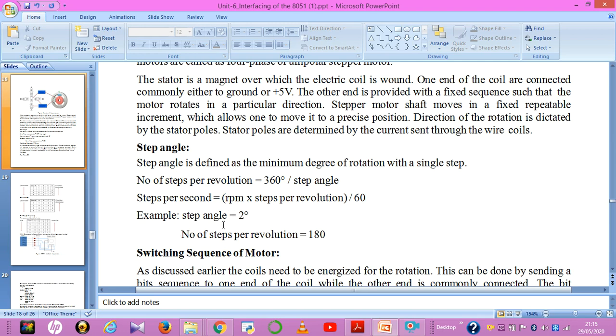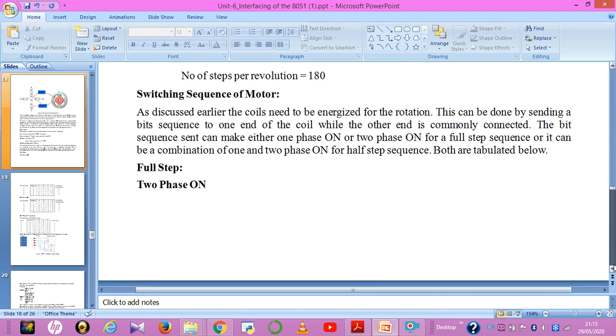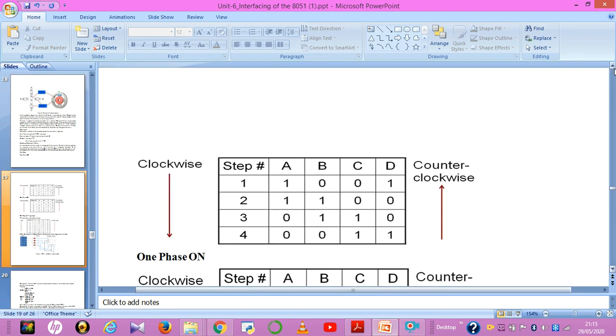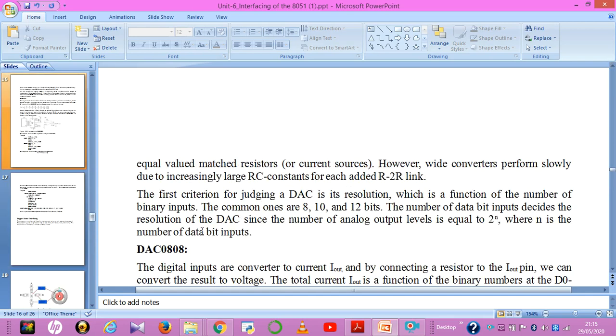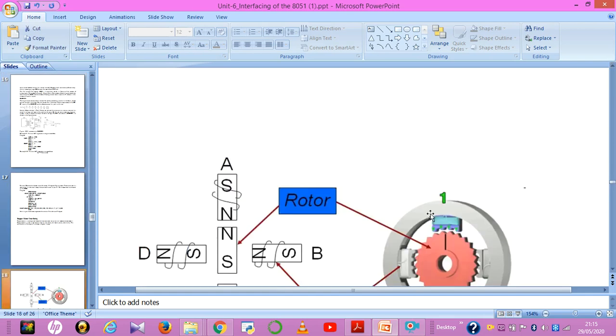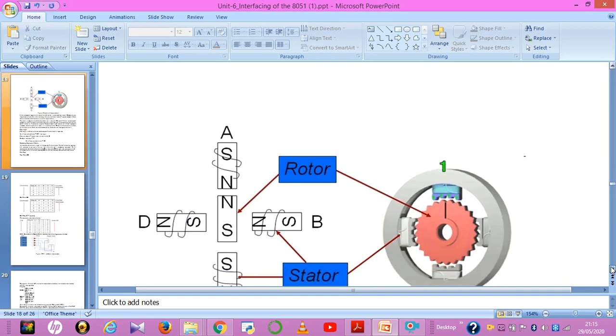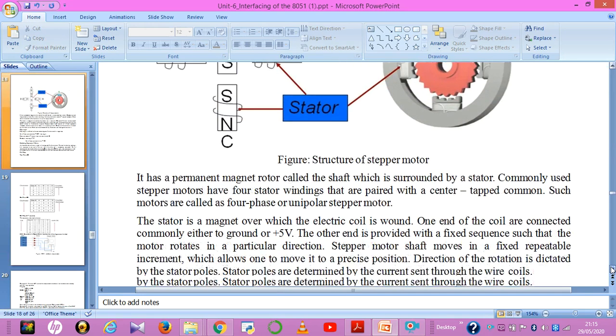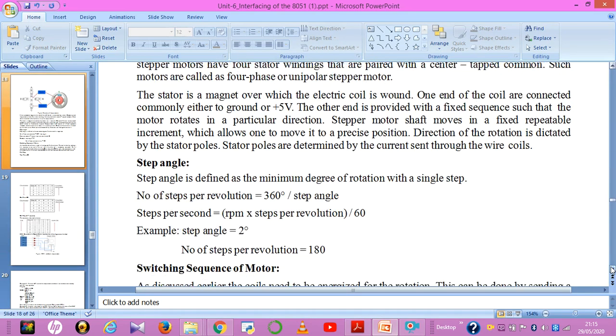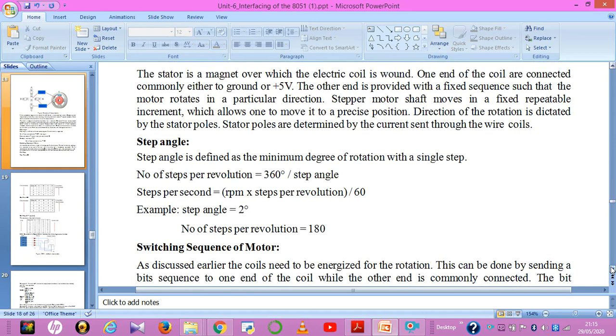They are going to give a step angle of 2 degrees. The steps per revolution is 180. If you want to rotate the stepper motor by 2 degrees, then how are you going to calculate the steps? Depending on the steps per second, it rotates a particular angle.